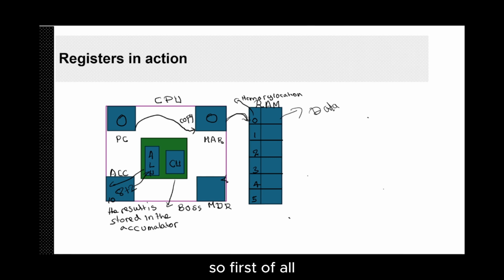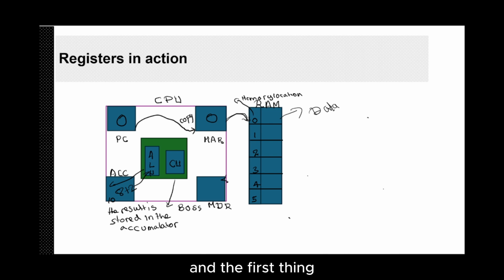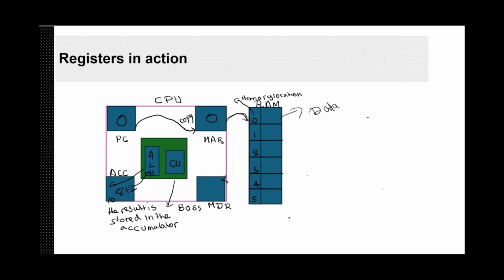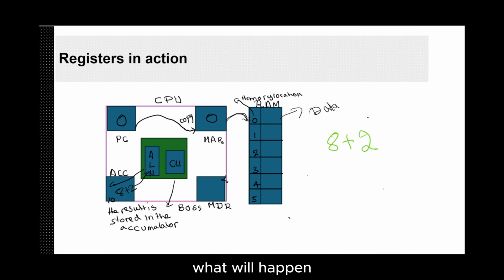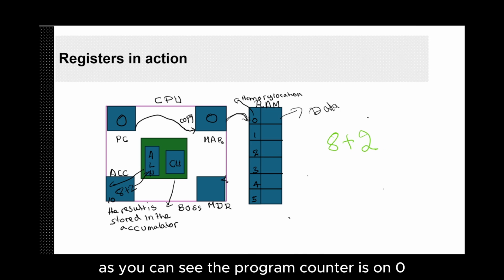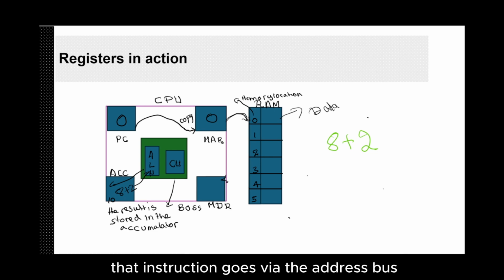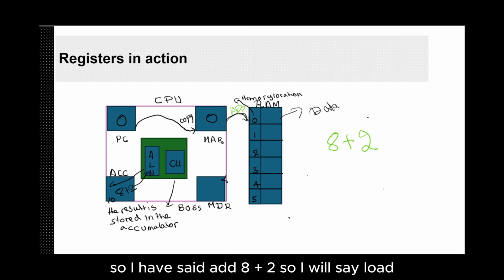Say for example I've switched on my computer, and the first thing it does is start the fetch, decode, execute cycle. That's the first thing that happens. I have set the computer to add 8 plus 2. So what will happen? As you can see, the program counter is on 0. That instruction address is copied over to MAR. Then it goes via the address bus to the memory location and data.